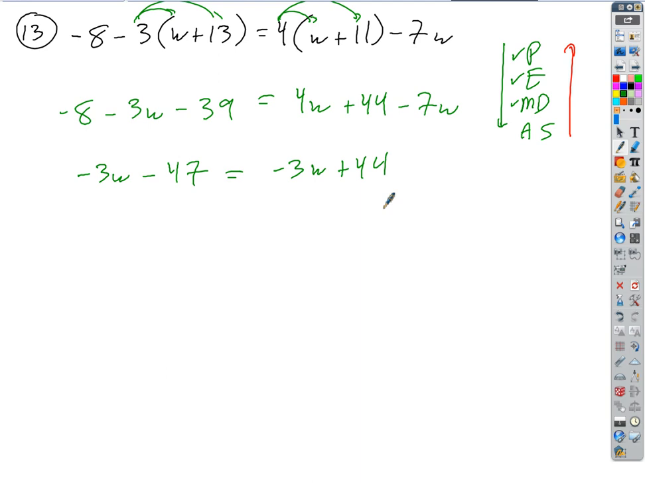We got 0. Yeah, so if we're going to continue to combine like terms, which side are you going to push the variables to? I mean, neither one is going to work, is it? If we add 3W to both sides, the -3Ws are just going to cancel, right? And so we end up with the result, -47 equals 44.